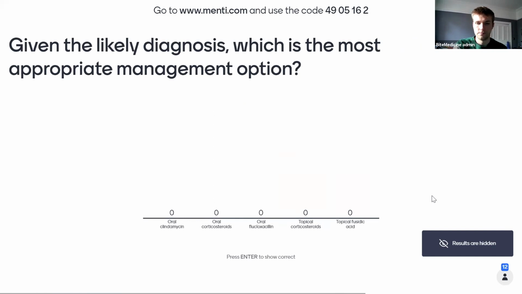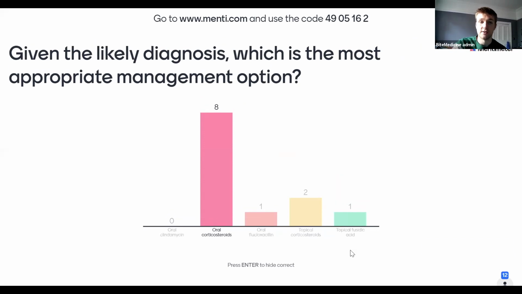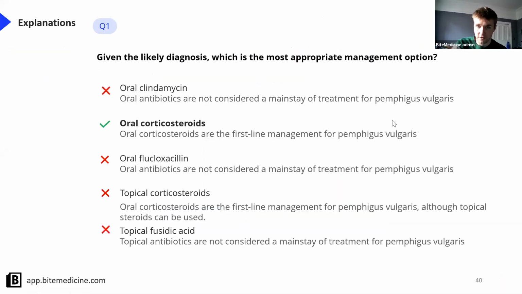Okay. Let's see where people are voting. Okay. Majority going for the oral corticosteroids. You're absolutely correct. Well done. So this is a diagnosis of pemphigus vulgaris this time.